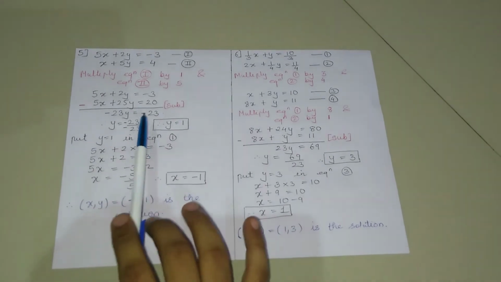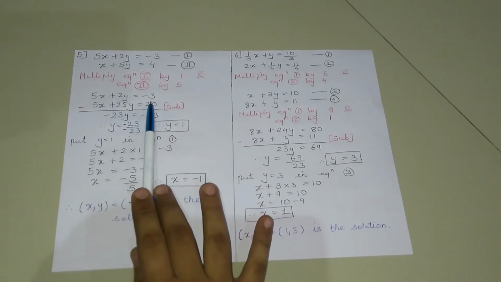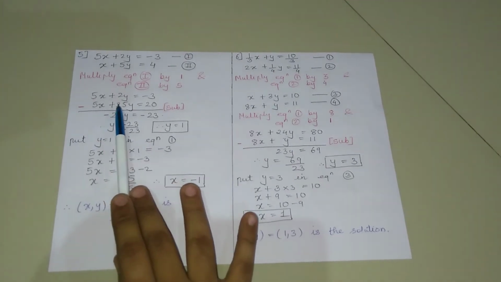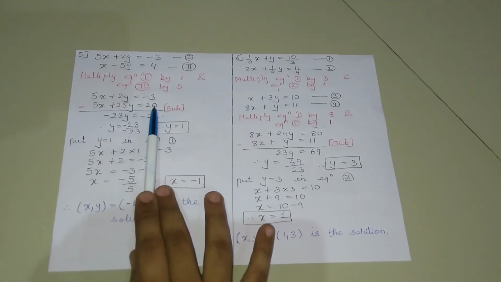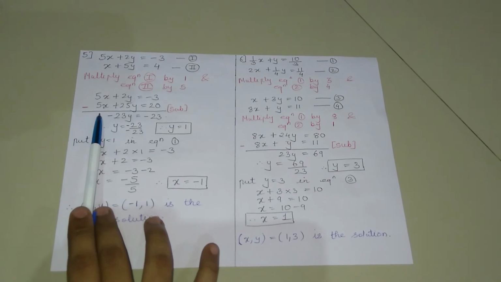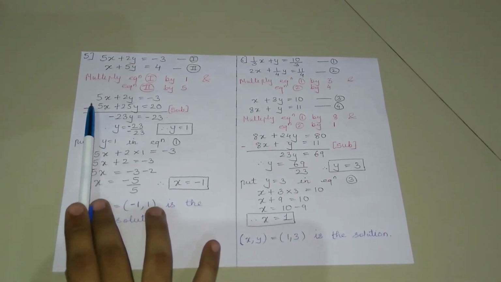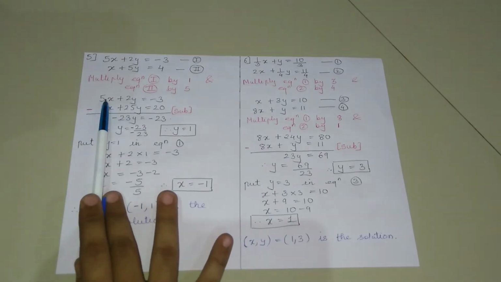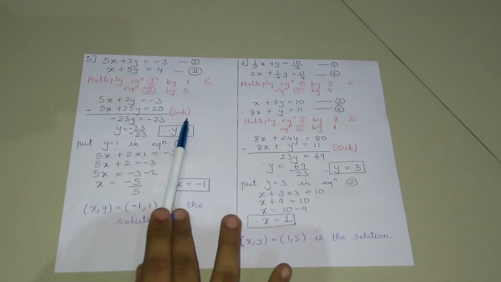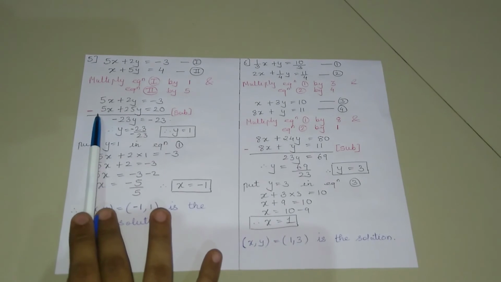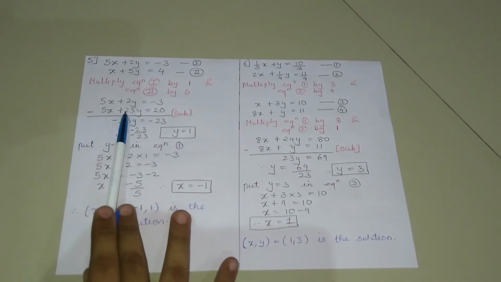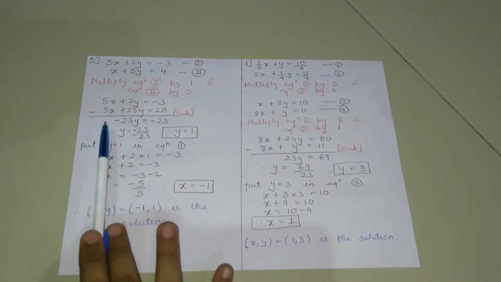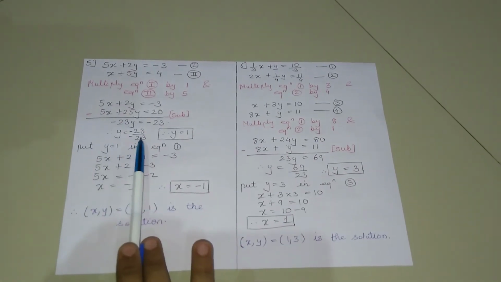Okay, so what will happen is 5x plus 2y is equal to minus 3, and equation 2 will change to 5x plus 25y is equal to 20. Okay, so now we have the same pair but we don't have the opposite signs. Here is also plus, here is also plus. So now we can subtract to make the opposite sign. So this plus minus will turn to minus, this plus minus will also turn to minus. Okay, so this will get cancelled.